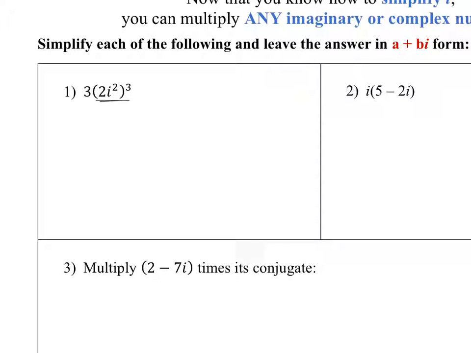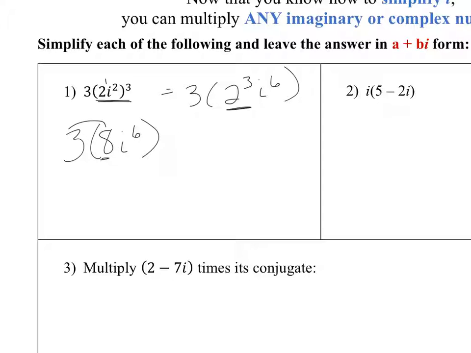So remember, do the exponent first. So 2 to the third is 8. i squared is i to the 6th. Remember? Power to power you multiply. So it's 2 to the third power, i to the 6th power, 2 to the third is 8, and so on. Now let's distribute in.